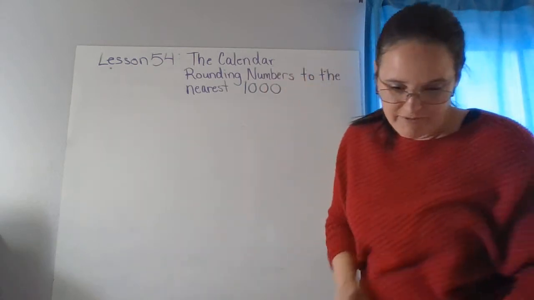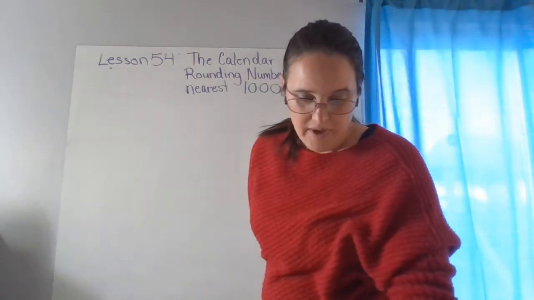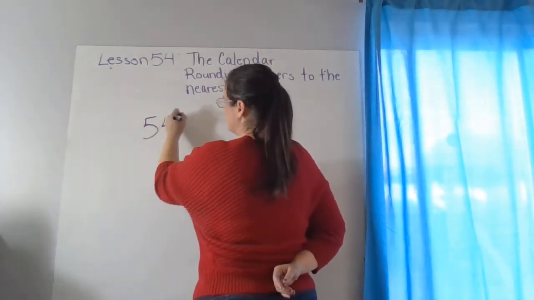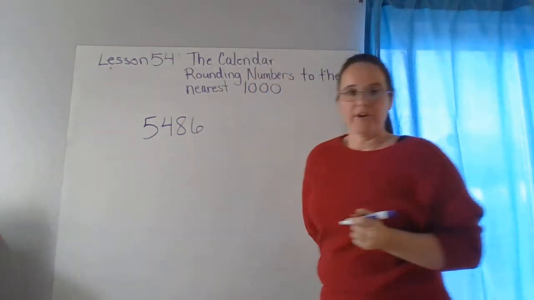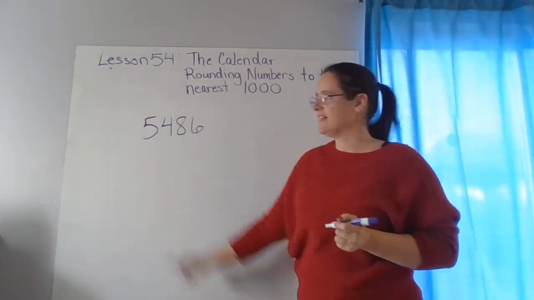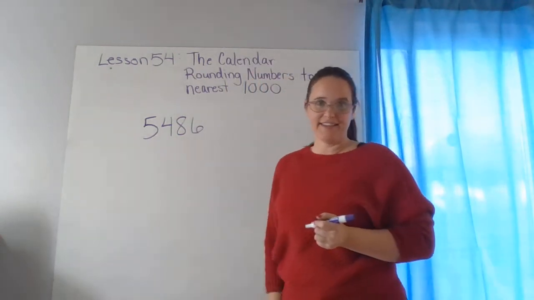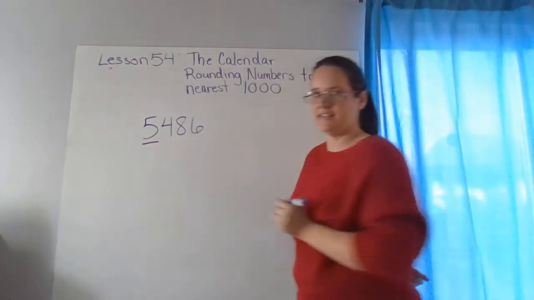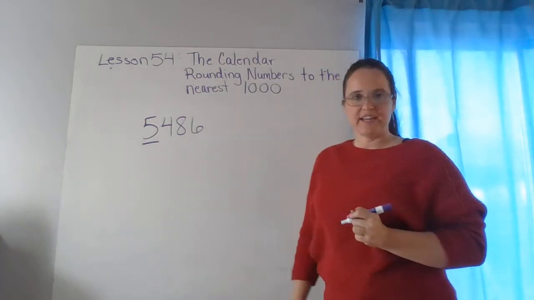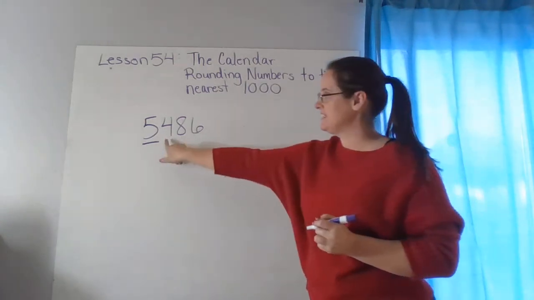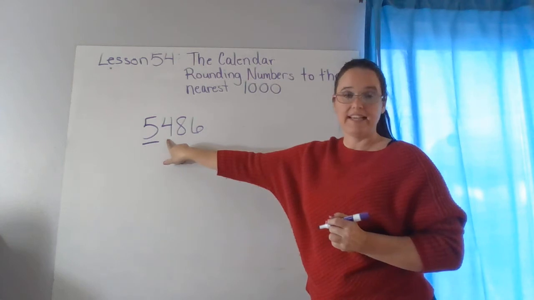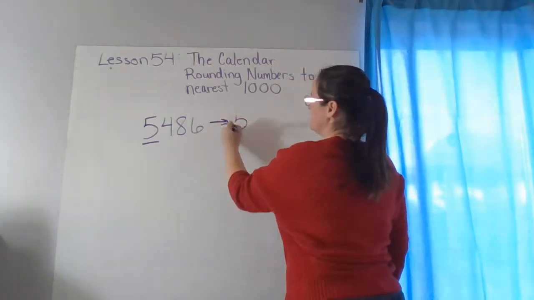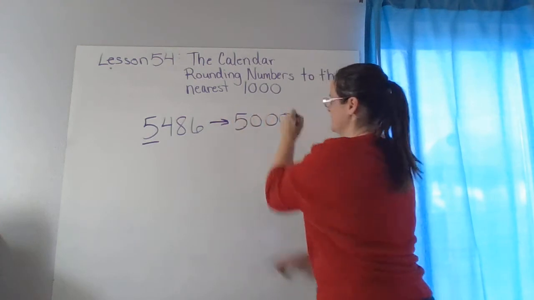Final example before you guys try some on your own. We are going to round 5,486. We're going to round it to the nearest 1,000, the nearest 100, and the nearest 10. So let's start with the nearest 1,000. 5,486, we look at the digit immediately to the right. 4 is less than 5, so we round down to 5,000.